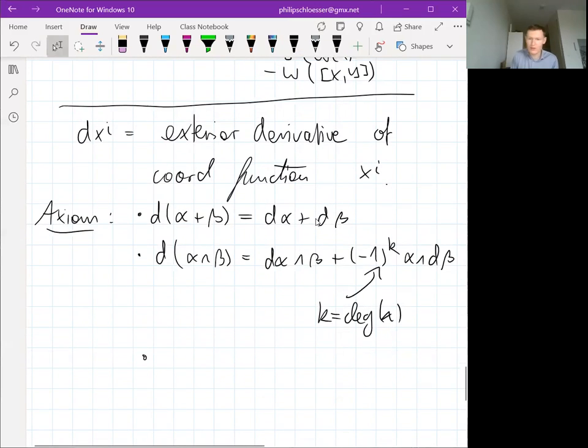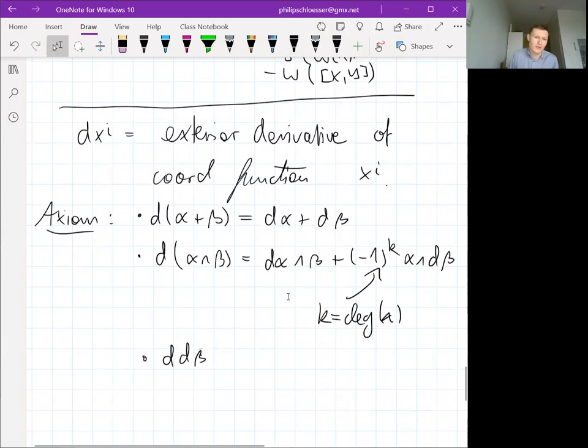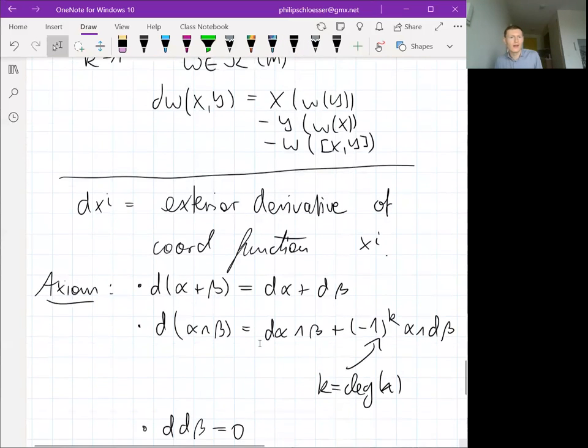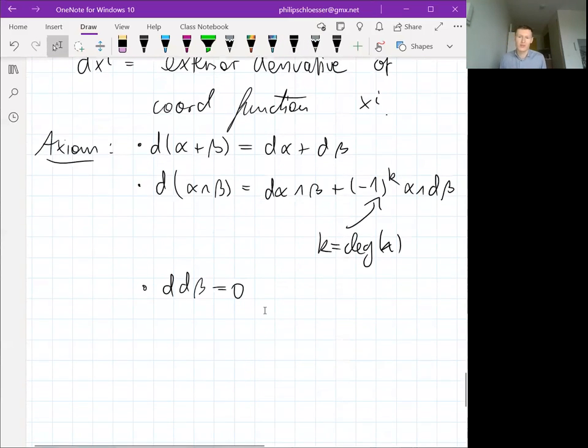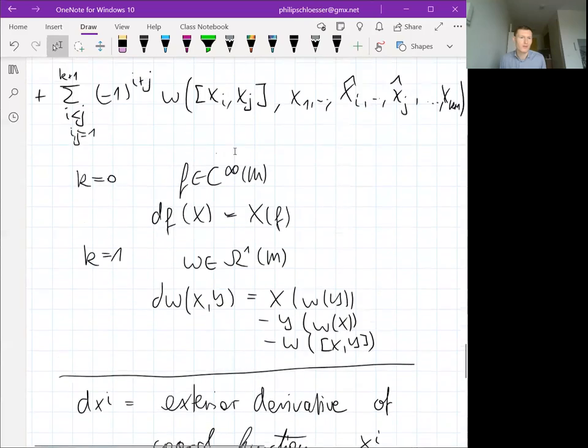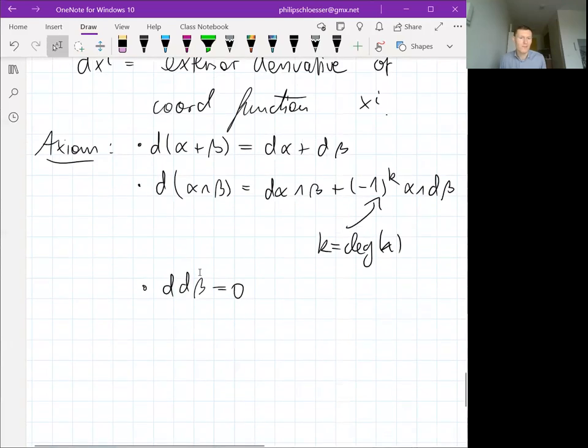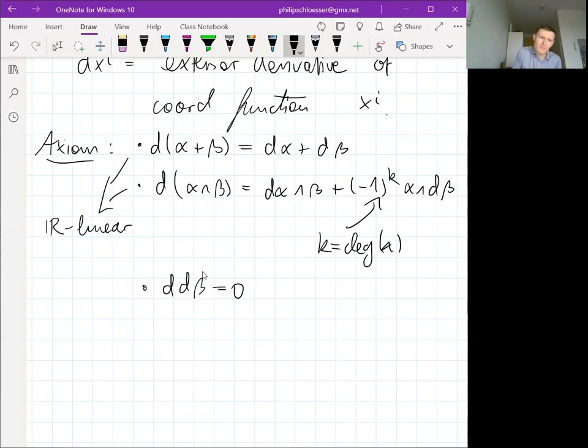And thirdly, when we apply it twice, we get 0. And this is basically the motivation for all of those -1 factors we had in the definition, because otherwise we wouldn't get that result. And I guess from this you can also get that it's linear.